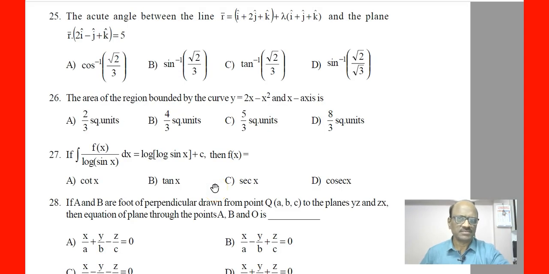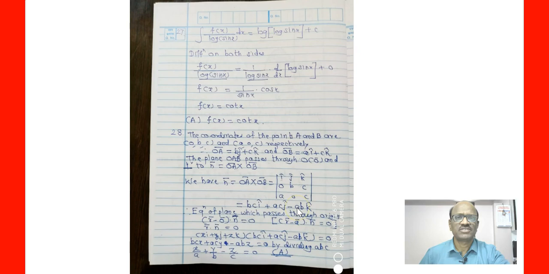Now next question, again from integration. Indefinite integral of f of x upon log of sin x into dx equals log of, in brackets, mod of log of sin x, plus c. Then what will be f of x? Now again this is a very simple question, and we apply anti-integration, meaning differentiation on both sides, then you will get the answer of this question.